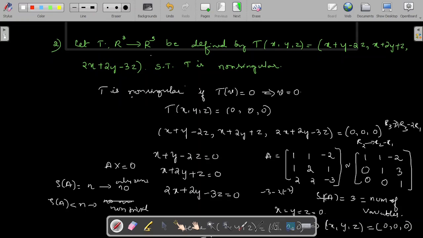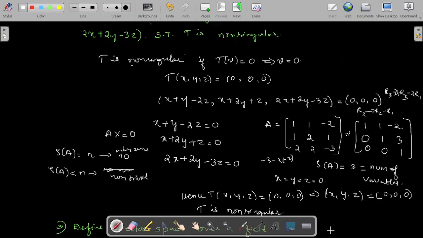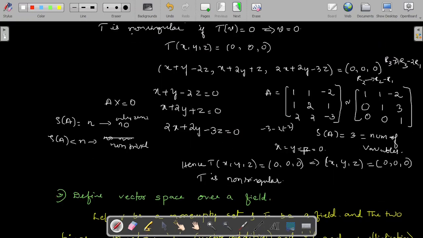Therefore, rank of A equals the number of variables. Rank of A is the number of non-zero rows. There are 3 non-zero rows, which is the same as the number of variables: 1, 2, 3, x, y, z, 3 variables. If rank of A equals the number of variables, then there exists only the zero solution, no non-trivial solution. Therefore, the values of x, y, z must always be equal to 0.